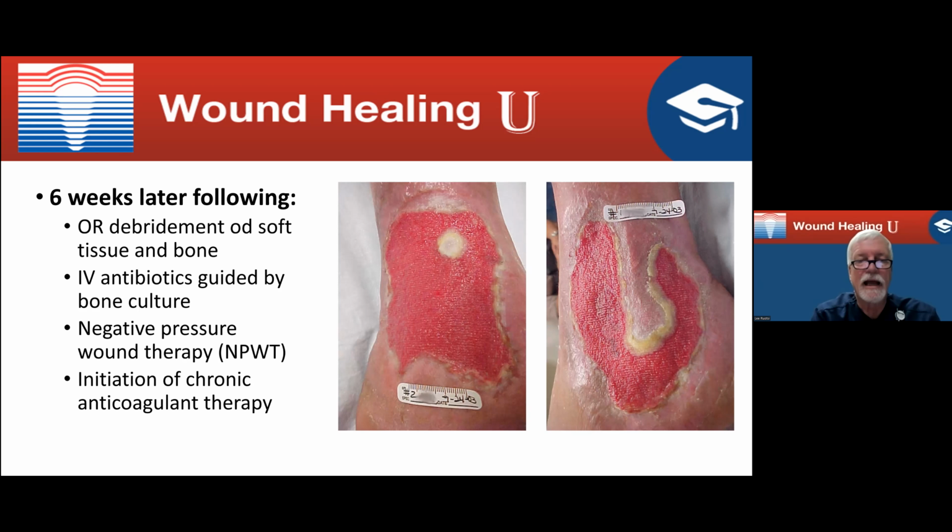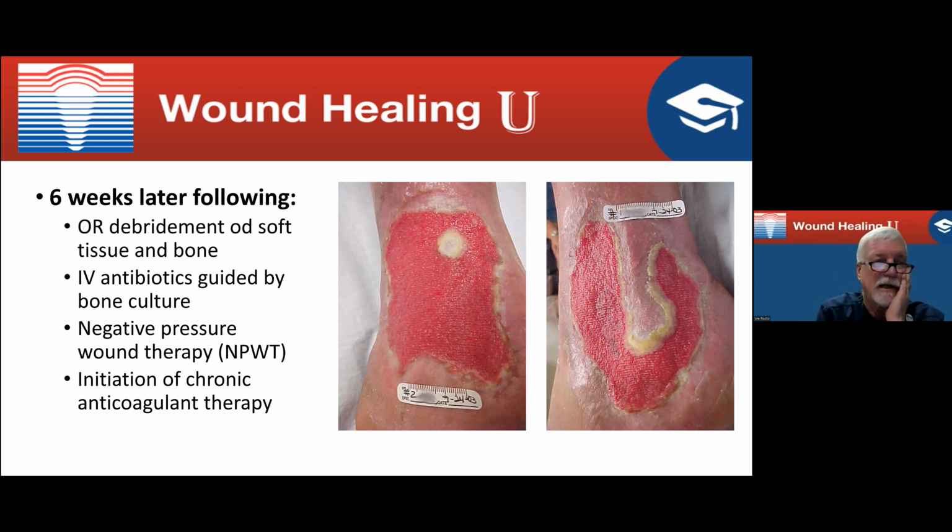So he had a good operative debridement using Versajet. The osteomyelitic bone was debrided. IV antibiotics were given and guided by bone culture. So another good reminder that the only way to be sure that we're treating the right bugs in osteomyelitis is to have an actual culture of the bone. Negative pressure wound therapy was initiated following the hematology consultation.